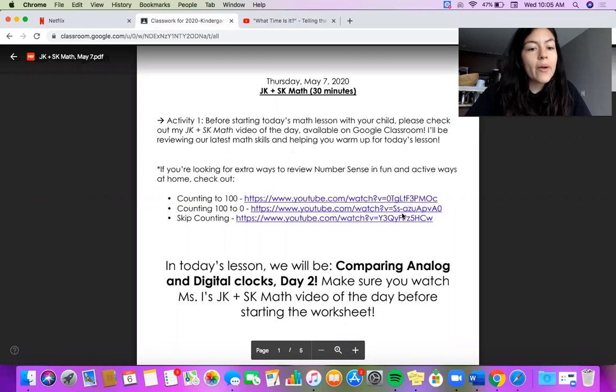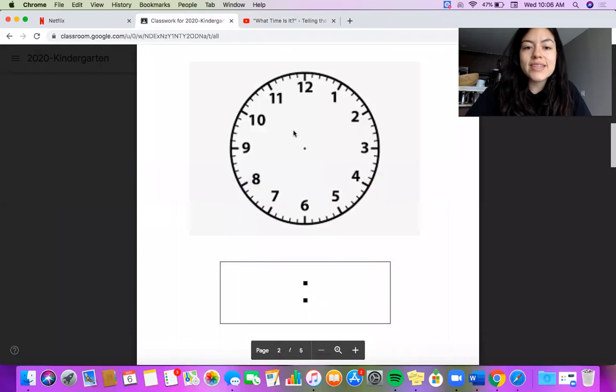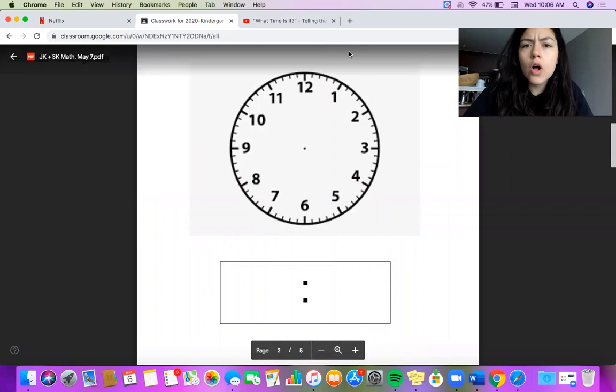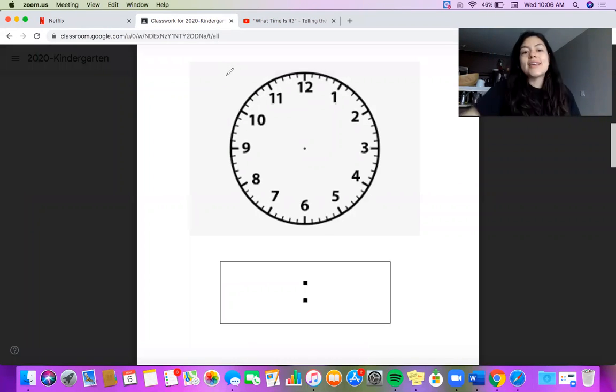So comparing analog and digital clocks, here on this page, I have my 2 teacher models. I'll go through one more example with you. So we know that for this lesson, the minute hand, which is the long hand, is always going to be pointing up at the 12. Okay? And that means that 0 minutes have gone by. Ding! It's a strike of a new hour. You would always say it's some hour o'clock.